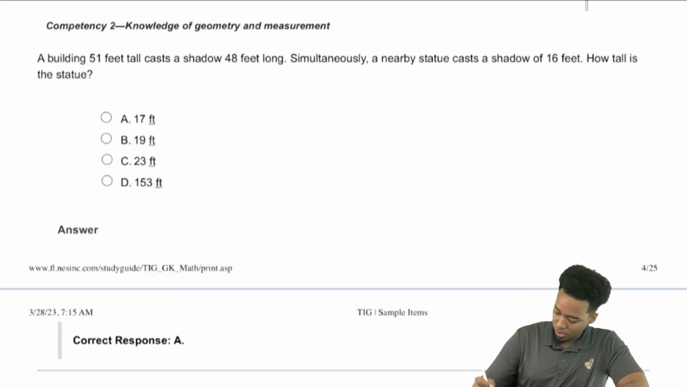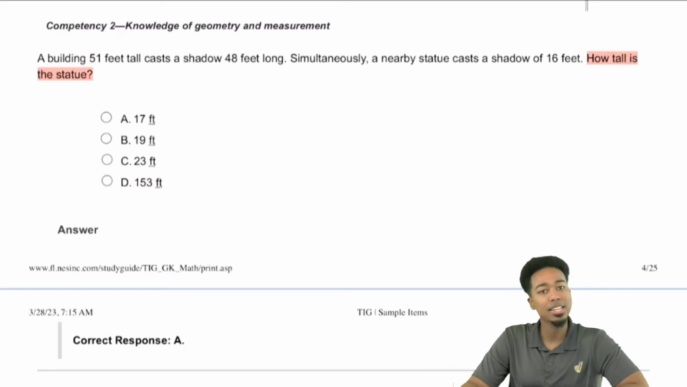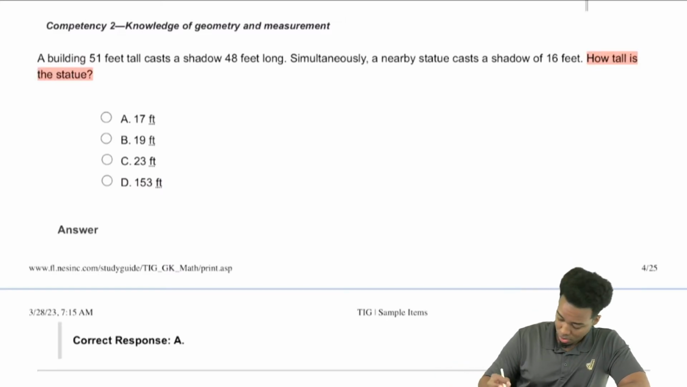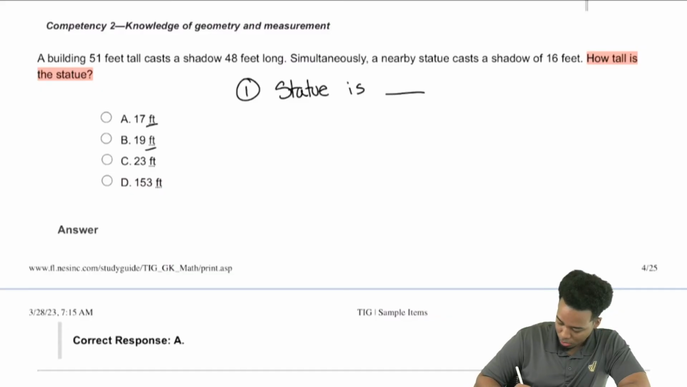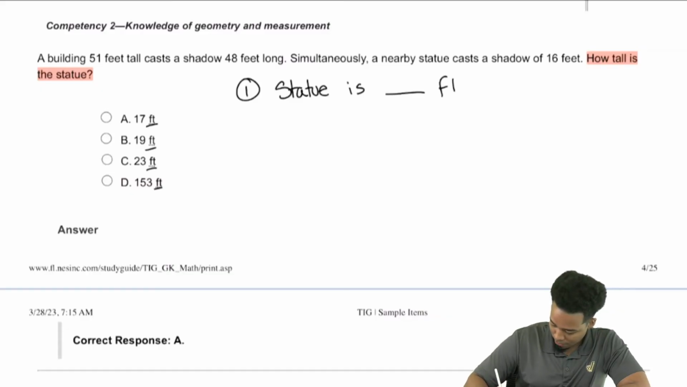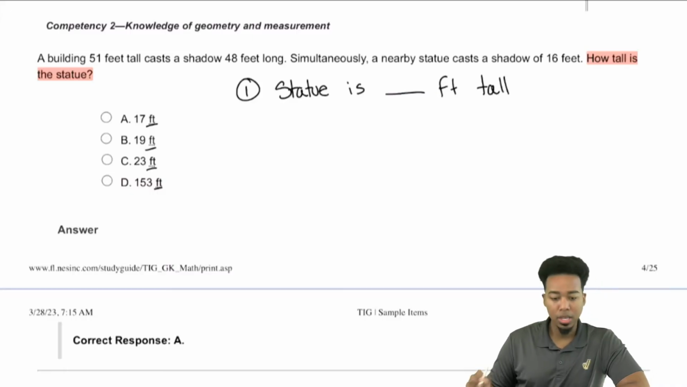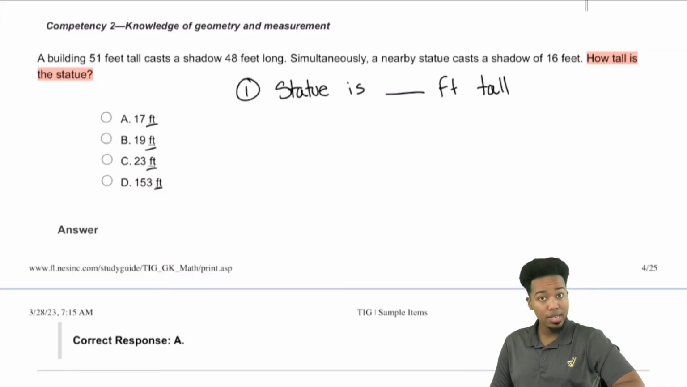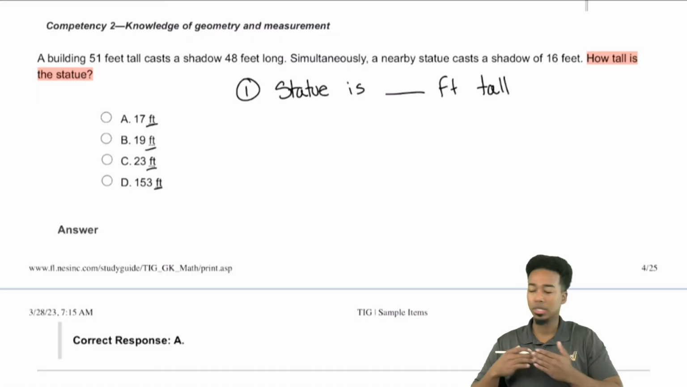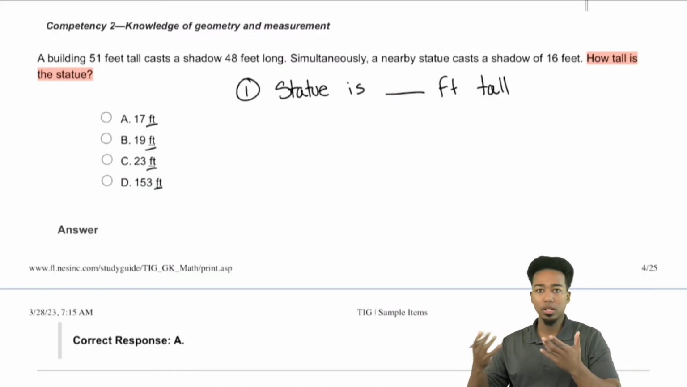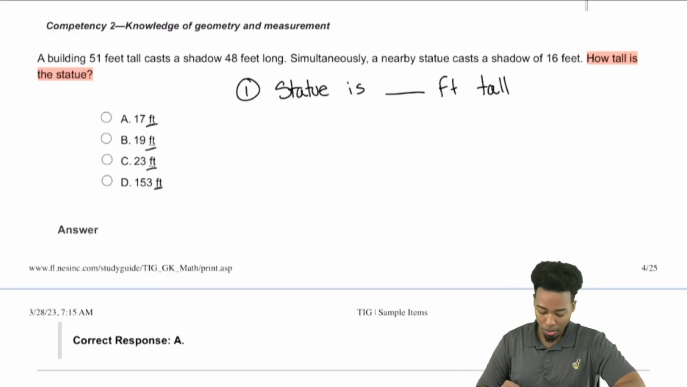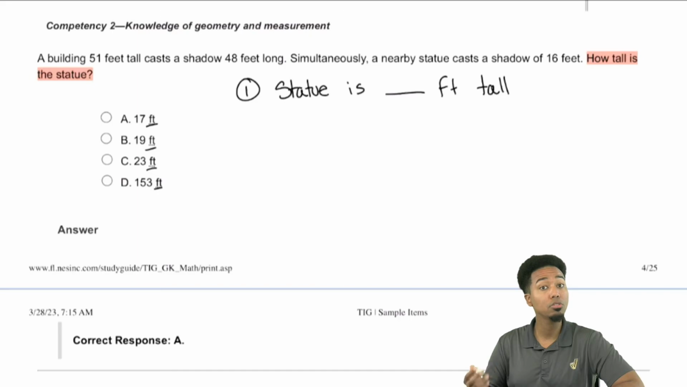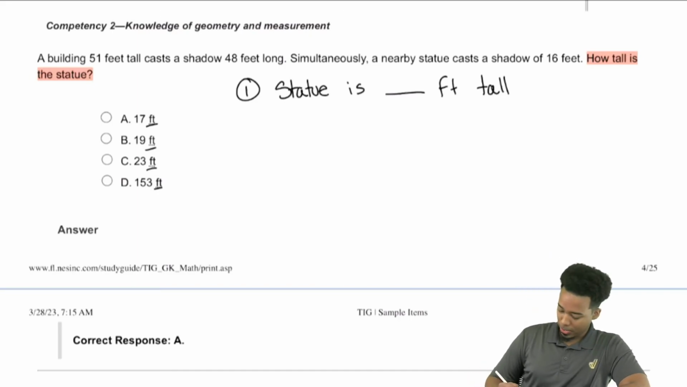So, first things first, right here, how tall is the statue? Okay, sounds good. So all I want to know is, number 1, the statue is blank, and we see the answer choices say feet. So blank feet tall. All right, cool. Now what we're going to do is collect the information and see how this is all going to be laid out. Let's see what we notice. And remember, Competency 2 is all about knowledge of geometry and measurement. That includes proportions.